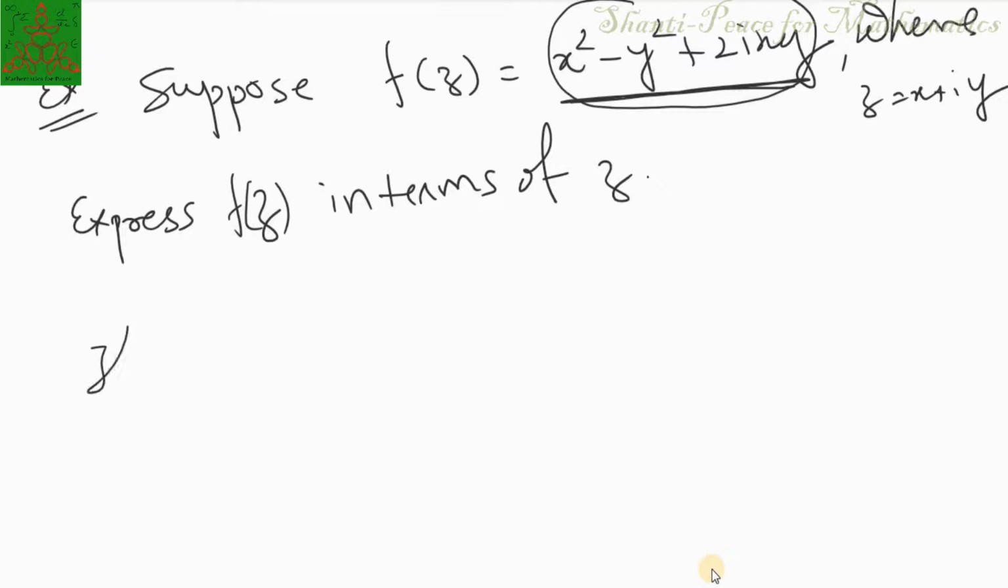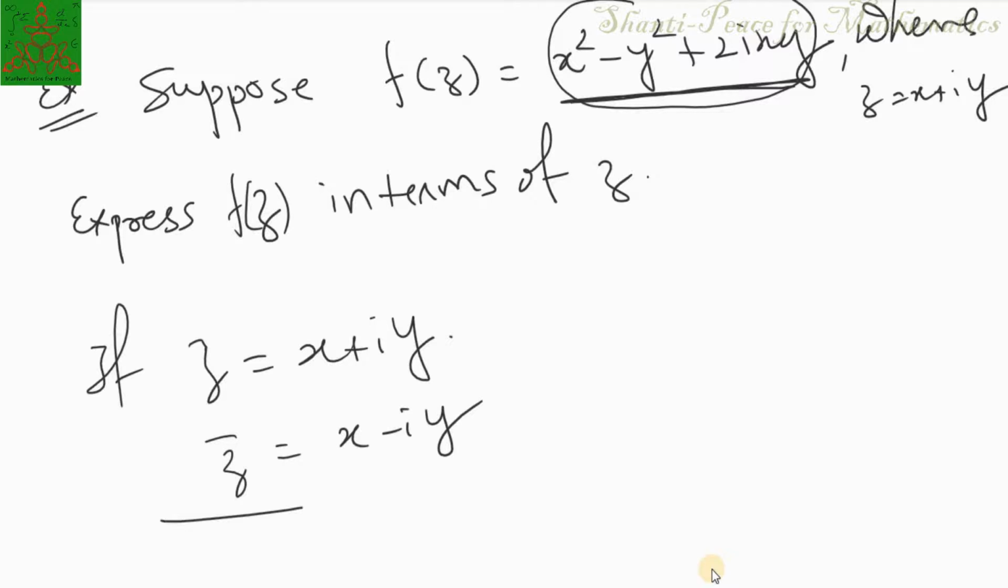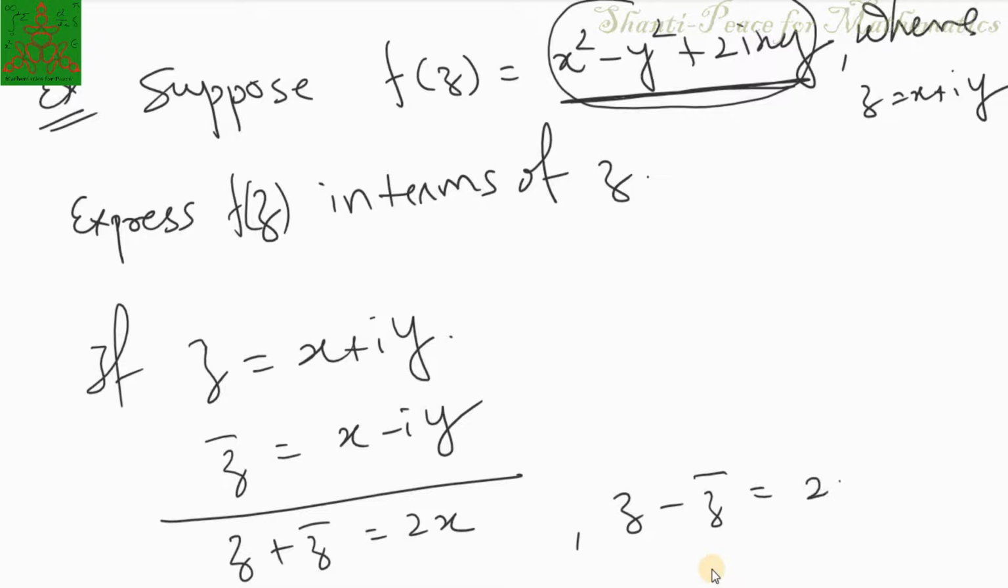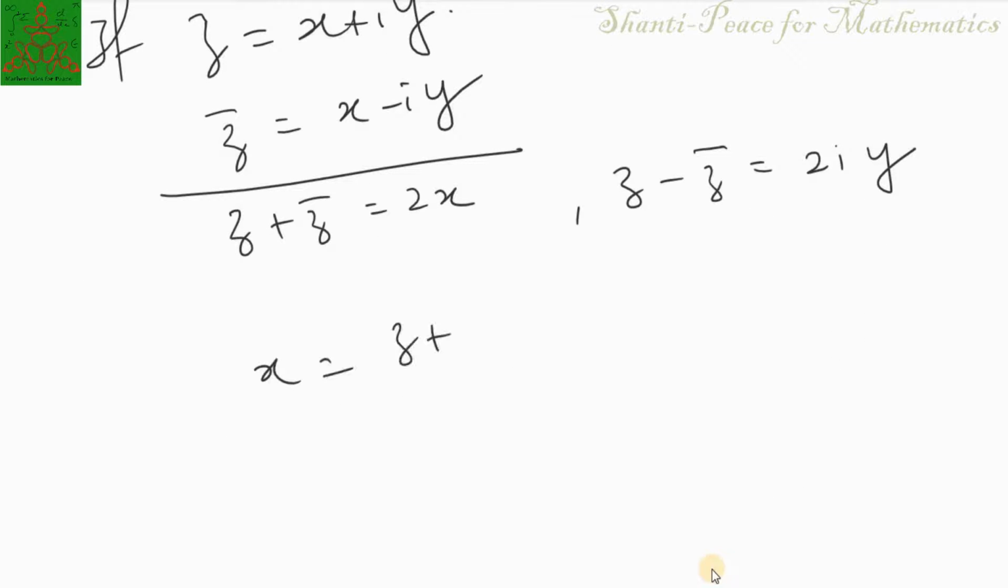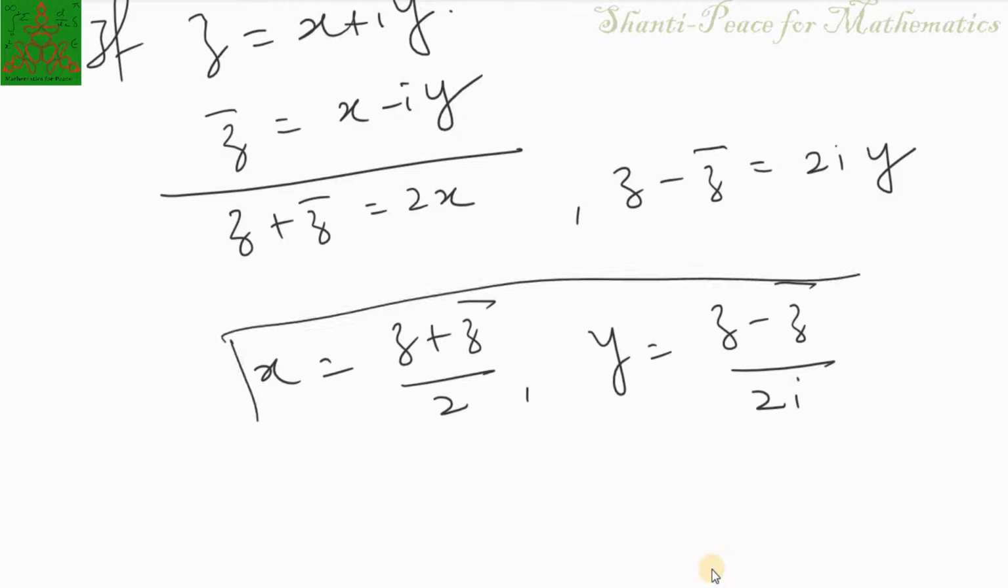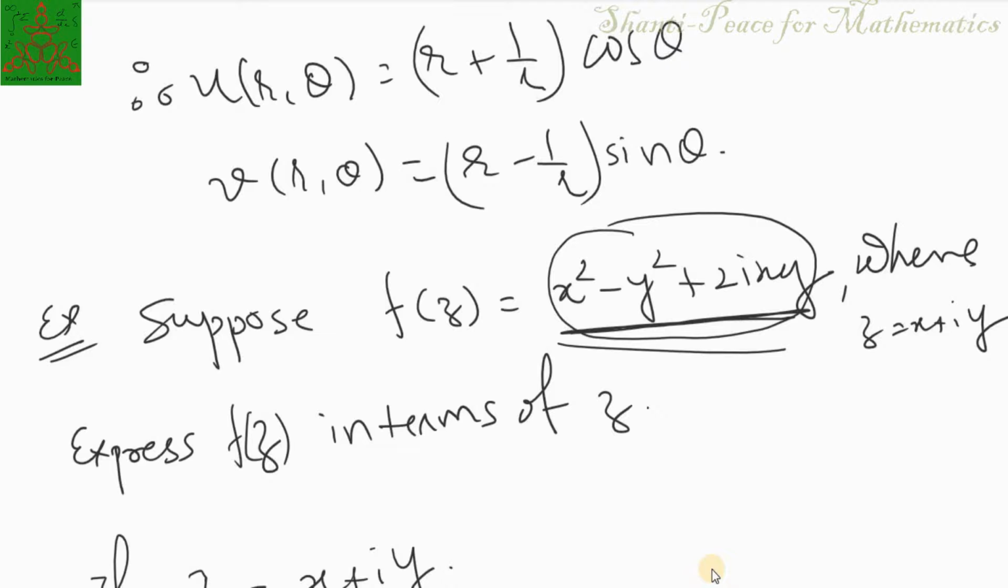So now if you have z is equal to x plus iy, the logic is, if z is this, what will be the z bar? The z bar is x minus iy. Now if I add these two equations, we'll have z plus z bar is equal to 2x, and z minus z bar is equal to 2iy. So that gives me x is equal to (z plus z bar) by 2 and y equal to (z minus z bar) by 2i. Now these expressions will be helpful to reduce the expression in terms of z.